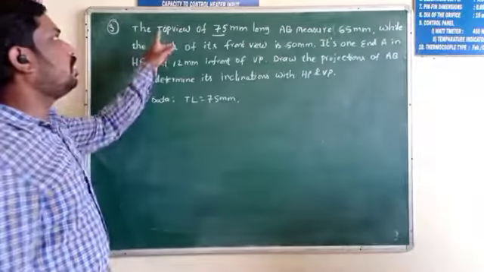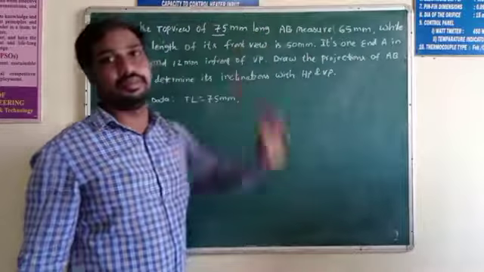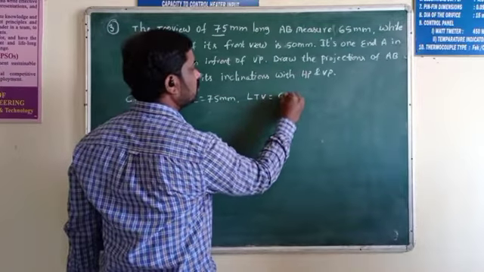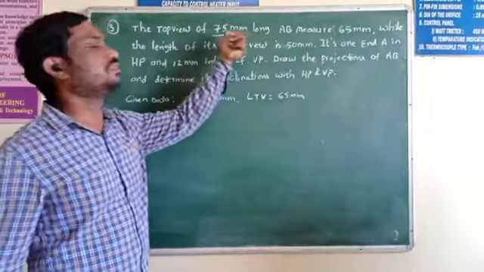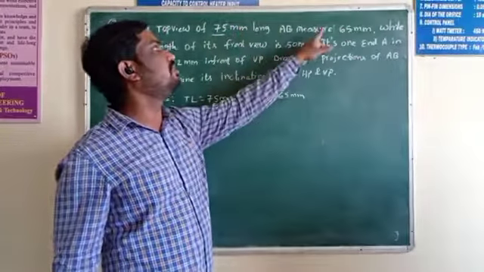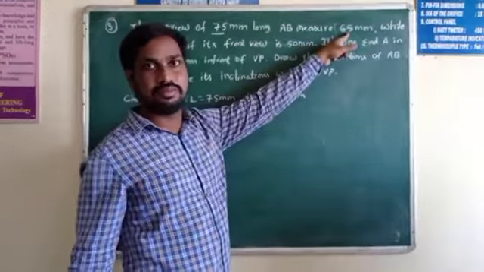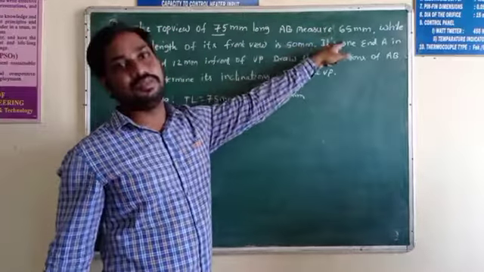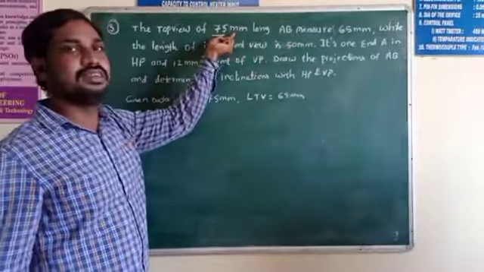The top view of the 75 mm long AB measures 65 mm. This is the length of the top view, LT, 65 mm, so this is the reduced length. This is the true length, 75 mm. Always the top view length is less than the true length. Because here it is mentioned that the top view of the 75 mm long line measures 65 mm.